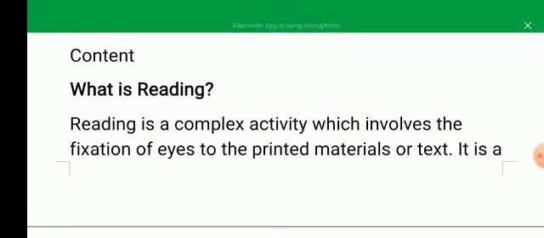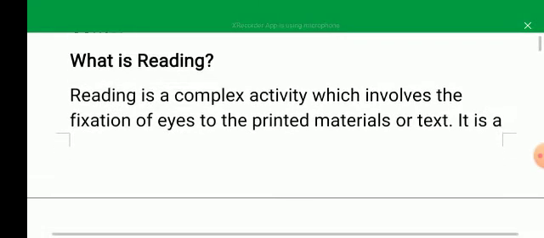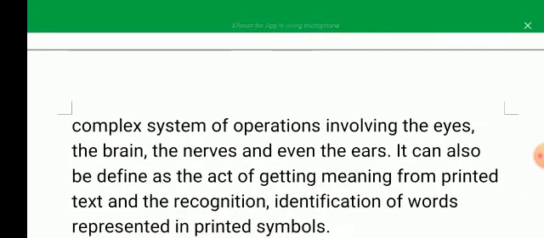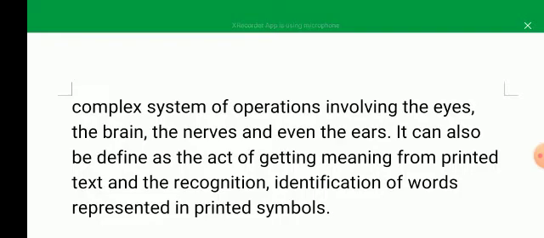Reading is a complex activity which involves the fixation of eyes to the printed materials or texts. Yes, continue reading. It can also be defined as the act of getting meaning from printed texts and the recognition, identification of words represented in printed symbols.